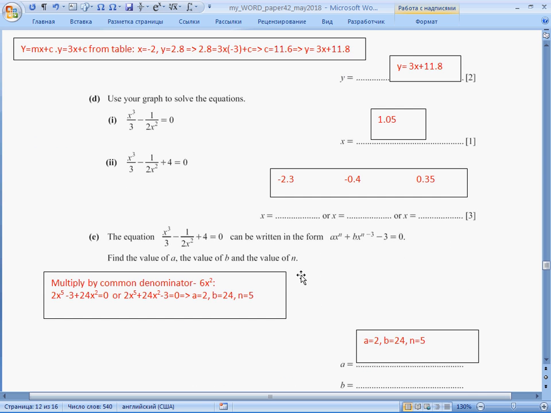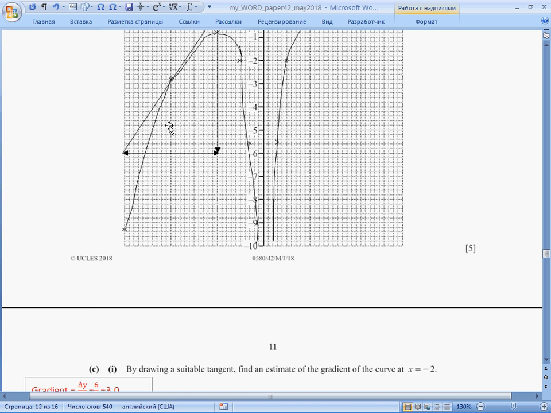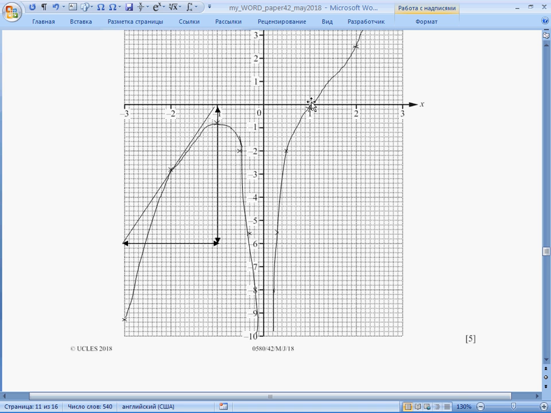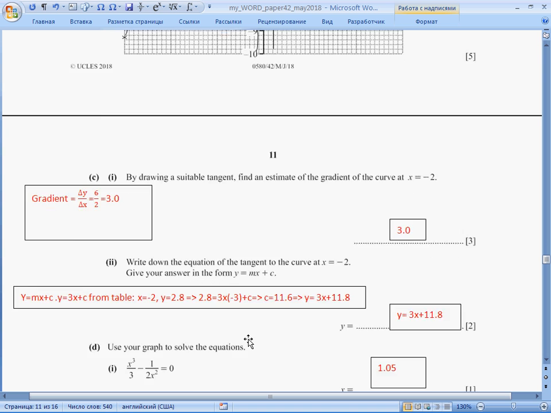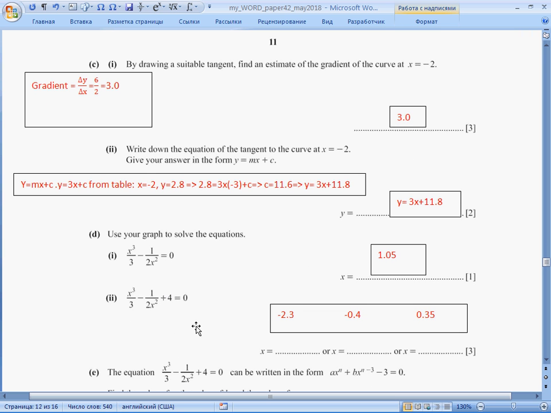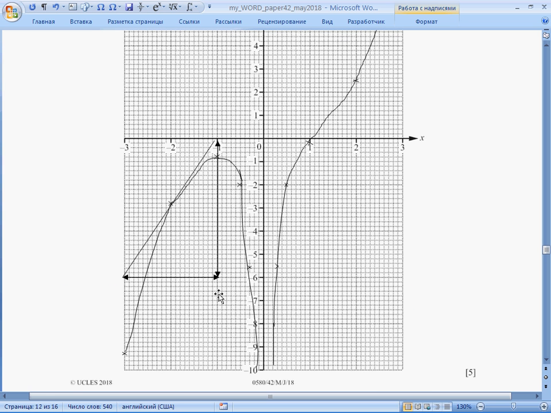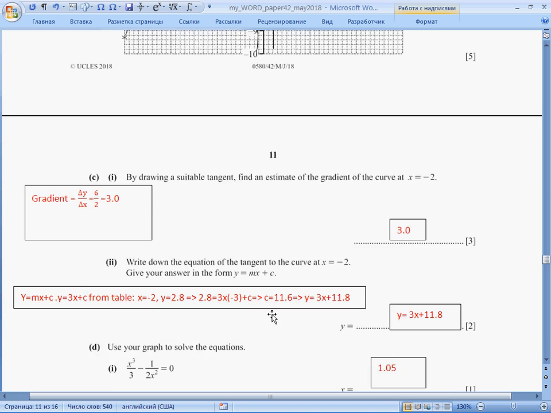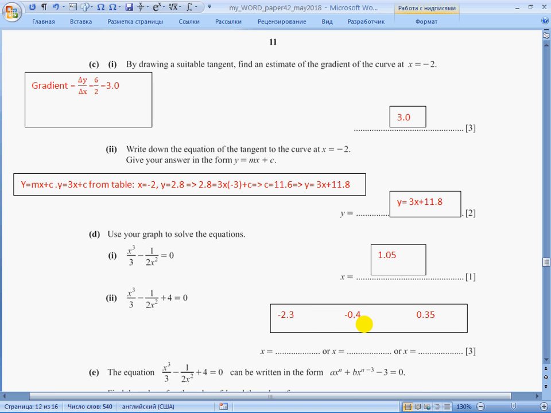Use your graph to solve the equation. So when the function equals 0, we just look at the graph, find at which x it is 0, and it is 1.05. Function equals minus 4: here we have one solution, so read x, another solution, read x, and a third solution, read x. 3 solutions: minus 2.3, minus 0.4, and 0.35.